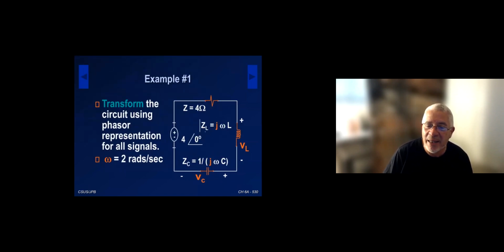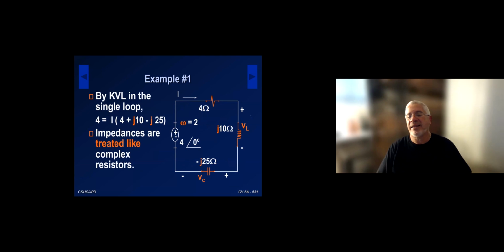Then we calculate the impedance of each inductor using the formula j times omega times L, with omega being 2 radians per second. For each capacitor, we calculate the impedance using the formula 1 divided by j omega C. That's converting the circuit to phasor form. When we do that, we get the phasor form of the voltage, the inductor with its impedance j10, and the capacitor with its impedance minus j25.